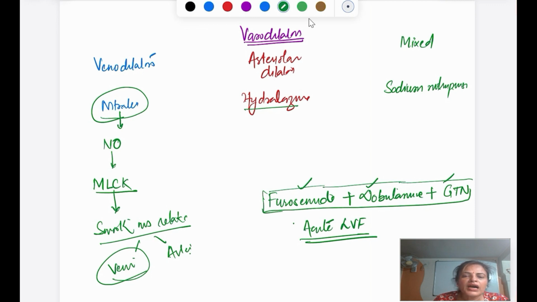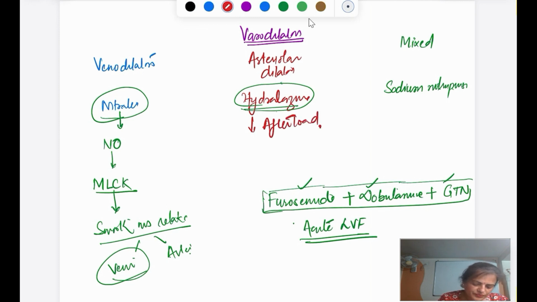Then vasodilator, hydralazine, arteriolar dilator. So arteriolar dilator, on what does this depend? It is the afterload. That depends on the condition of the artery. So if arteries are dilated, the heart has to work less to pump the blood from the left ventricle to the aorta to the rest of the body. So hydralazine is going to cause the dilatation of the artery, so the heart has to work less. So they are going to decrease the afterload.